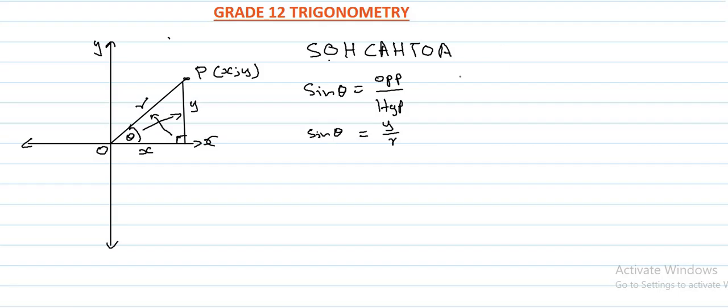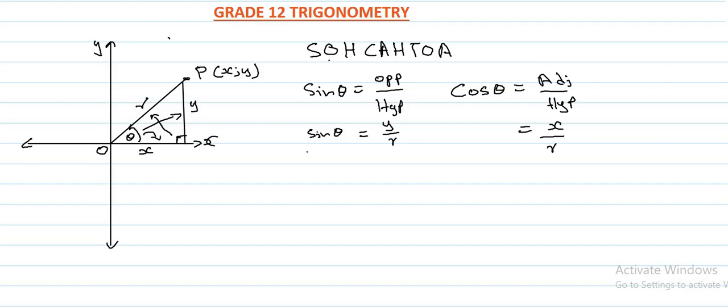The second part is the cos of theta. The cos of theta is given by the adjacent over the hypotenuse. The adjacent is the side closer to theta. So the side closer to theta, it's x over r.